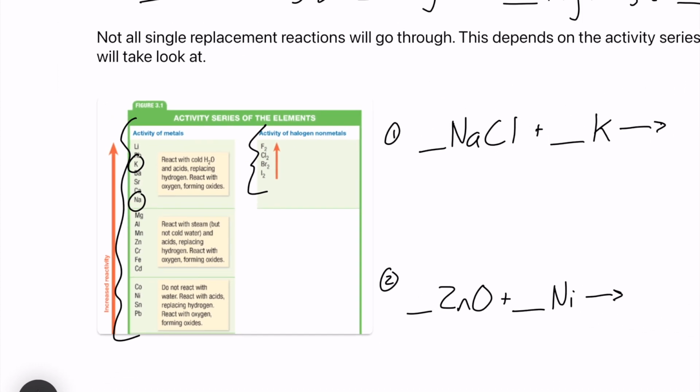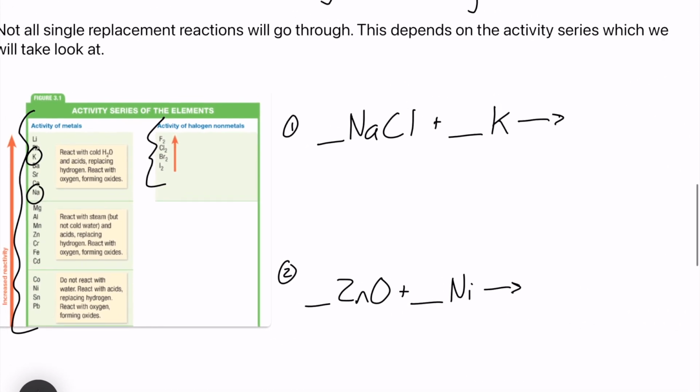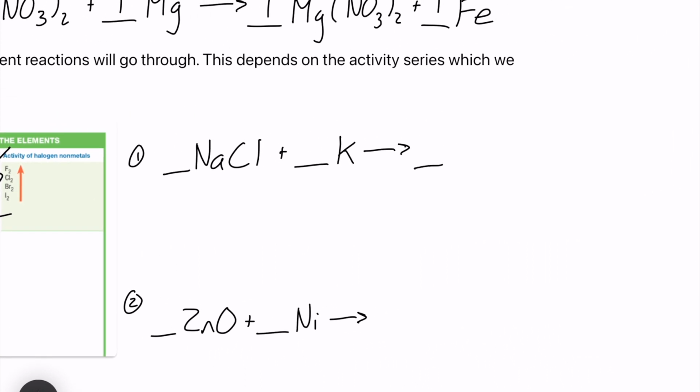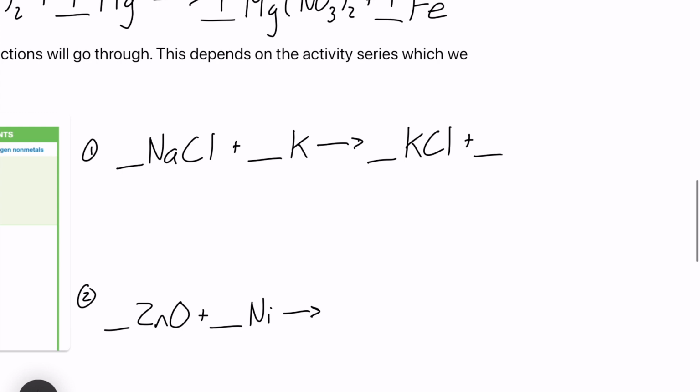So this reaction will go through, and let's write out our products. We are going to have potassium chloride now. Remember, potassium is going to kick out the cation, which is sodium. And since sodium got kicked out, it's going to be the lone element on the product side. And this one should be pretty easy to balance. It's going to be 1s across the board.